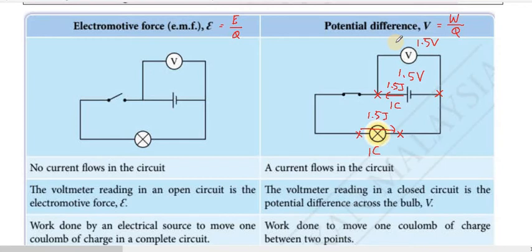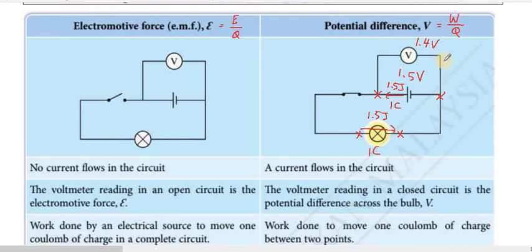However, in reality, the reading will not show 1.5 volt. It will show a reading that is lower than 1.5 volt. The EMF of the dry cell is 1.5 volt, but the reading will show less than 1.5 volt. So for example, let's say it shows 1.4 volt. Why is it like that? Why does it only show 1.4 volt?